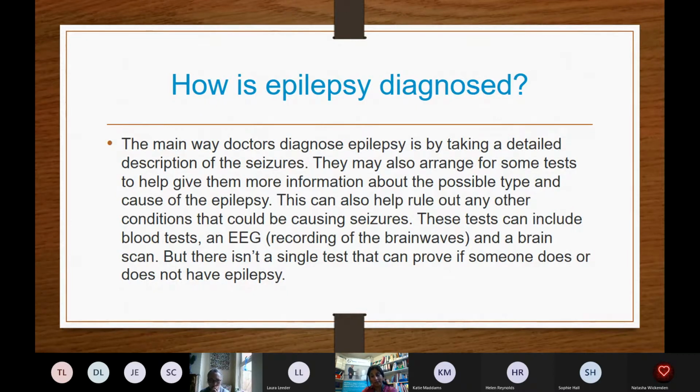We also have scans. Scans are quite good for telling us structurally if there's anything that predisposes to seizures, but obviously they don't tell us information about electrical activity and all the subclinical things that can go on with all the complex functions of the brain.